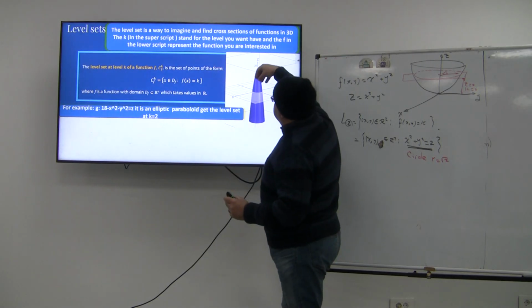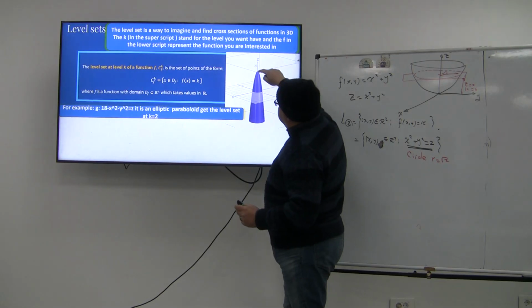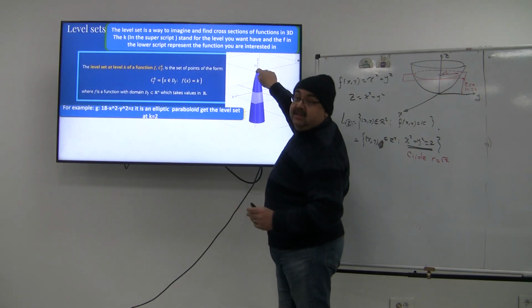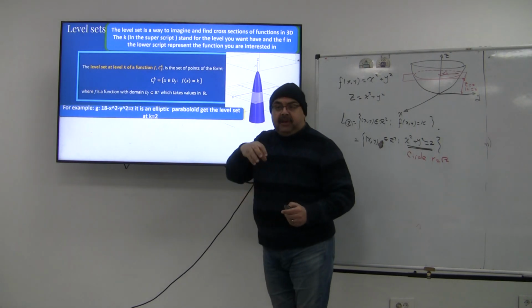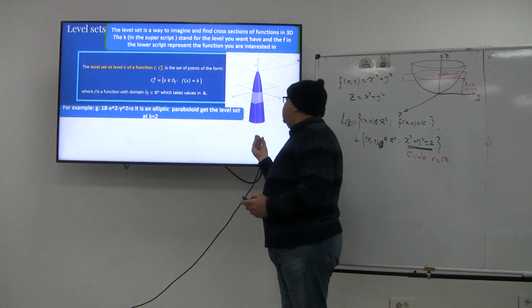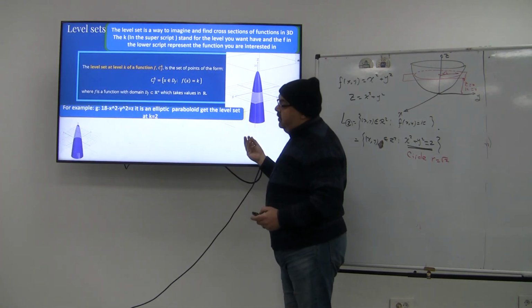So it is a reversed elliptic paraboloid, but at point 18. So it will cut the z-axis at 18, and it is looking down. So it's like a bullet or something like this. It is hollow from inside.